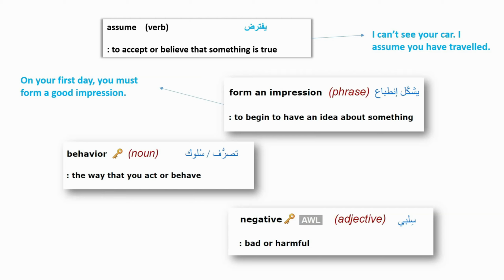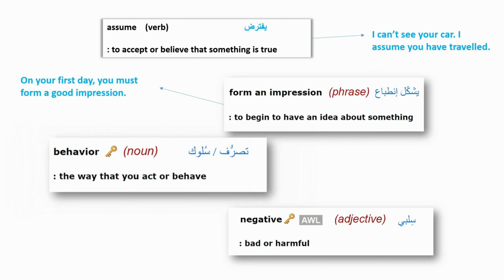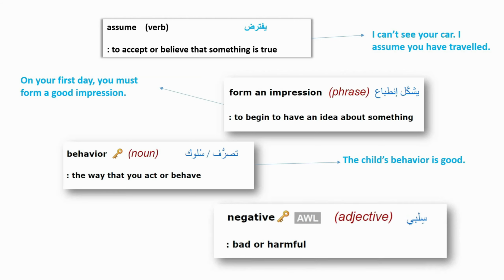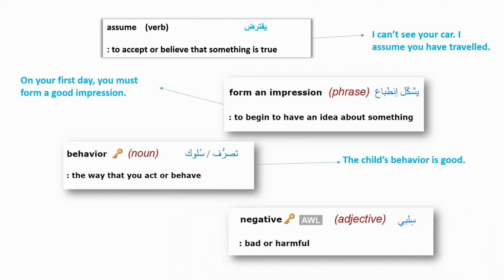Behavior. This is a noun. Suluk, the way that you act or behave. The child's behavior is good. Negative. This is an adjective. Silbi, bad or harmful. We say do not have a negative attitude. Smile.